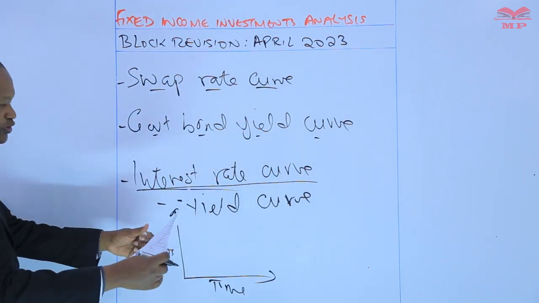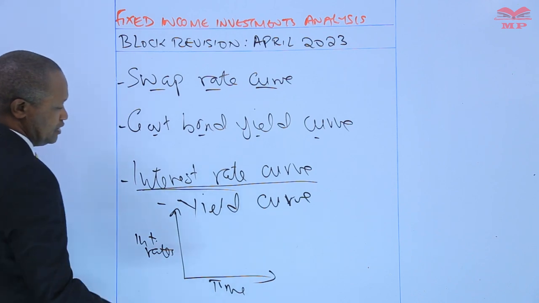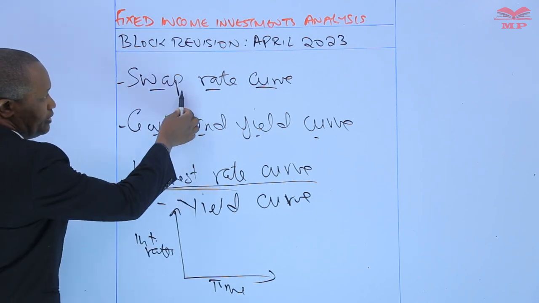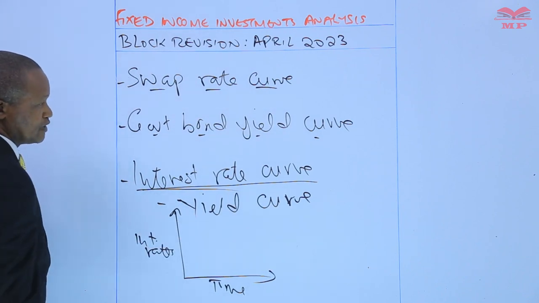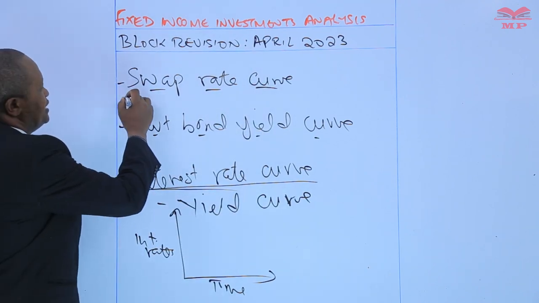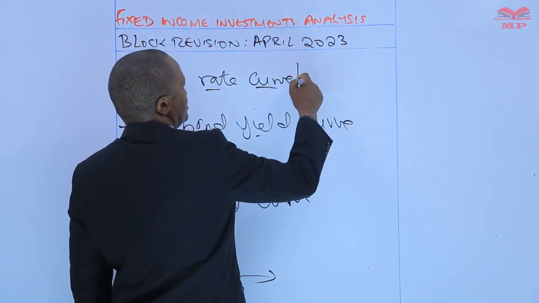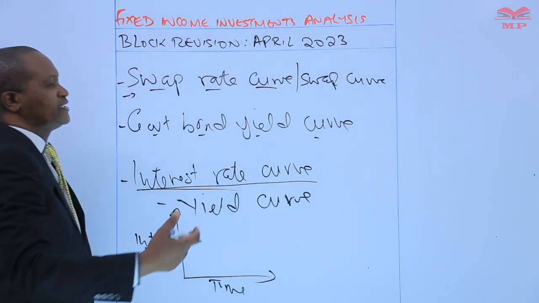But the question is, explain three reasons why market participants prefer the swap rate curve as opposed to the government bond yield. So when plotting this interest rate curve, this vertical axis could be either swap interest rates or the government bonds. But market participants prefer the swap rate curve. And what is this swap rate curve? It can sometimes just be called the swap curve.